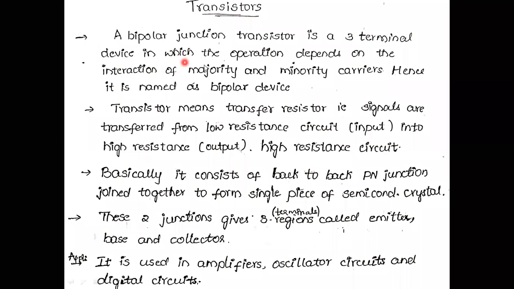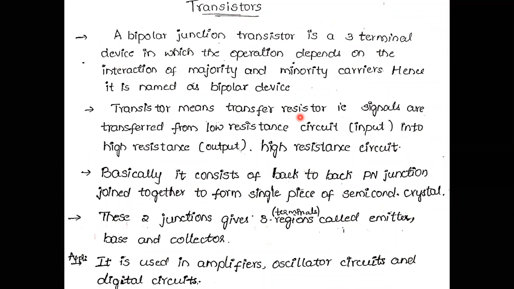Transistor is a bipolar junction transistor. Bipolar means we are going to consider both majority and minority charge carriers. And transistor is the transfer of resistance, that is, a signal is transmitted from one level of resistance to another level, either from low to high or high to low.